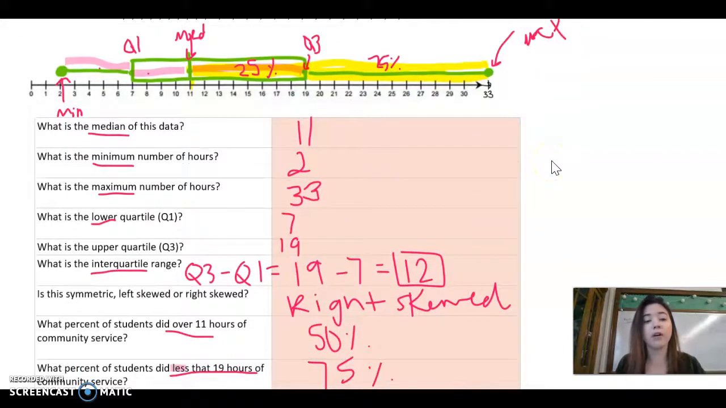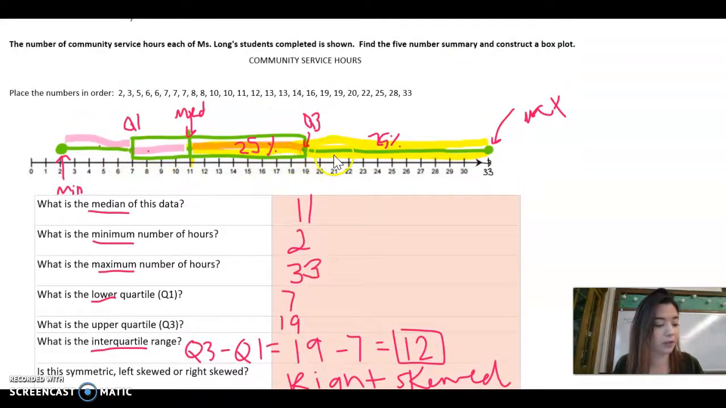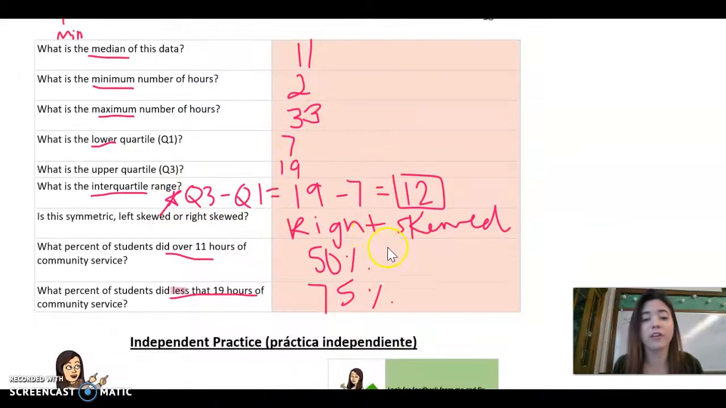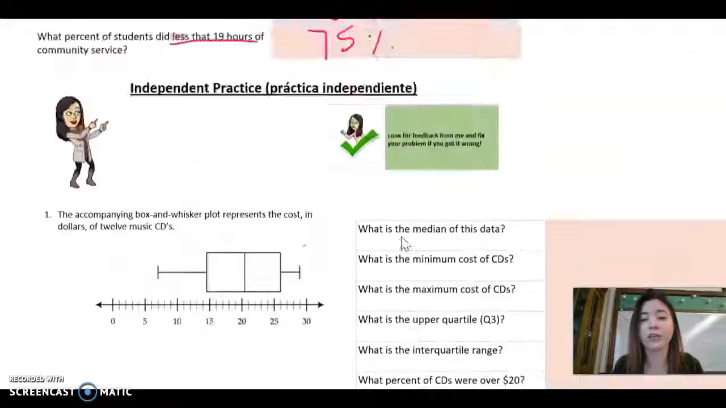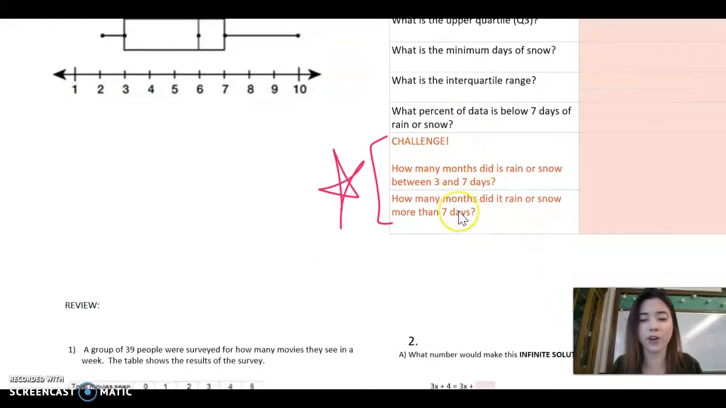Okay, and that is all we are doing today. I want you to be able to look at these box and whisker plots and be able to identify all of these different things that are asked for. What's the minimum, the maximum, the interquartile range, the IQR. Again, that's Q3 minus Q1, figuring out how much percentage of data there is. So there are 3 sections to get through. See if you can answer the challenge. If you can't, that's okay, but I want you to try.